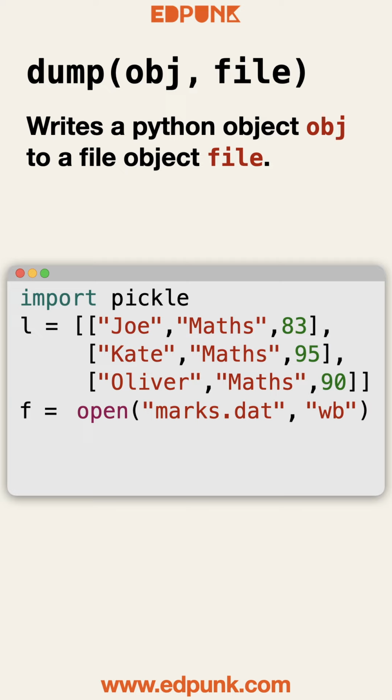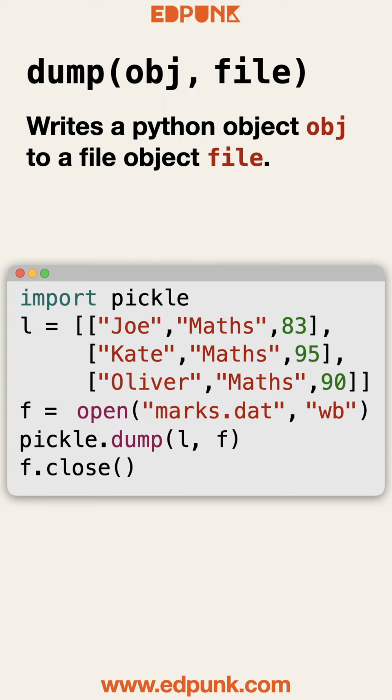Now, let us open a file marks.dat in binary write mode and assign the file object to f. Now, by executing the dump function of the pickle module, we can serialize and write the nested list L into the file. Execute f.close to close the file object. You have successfully stored data in a binary file.